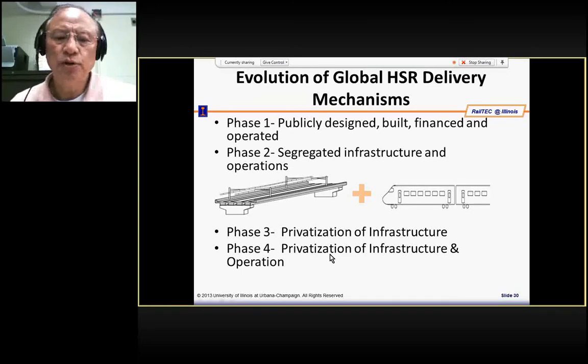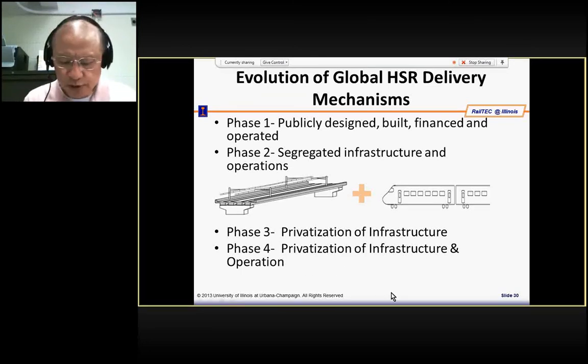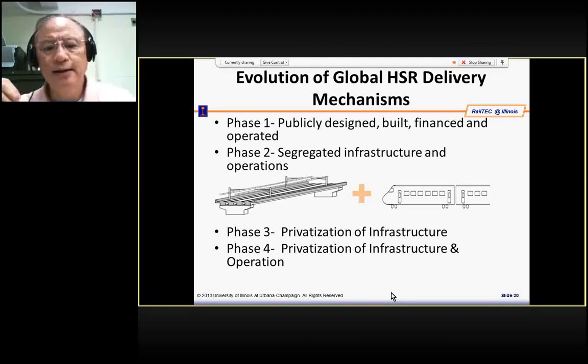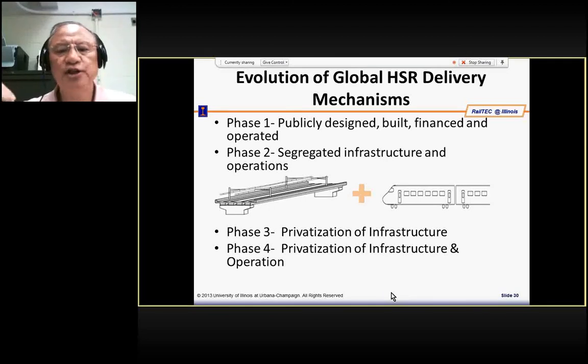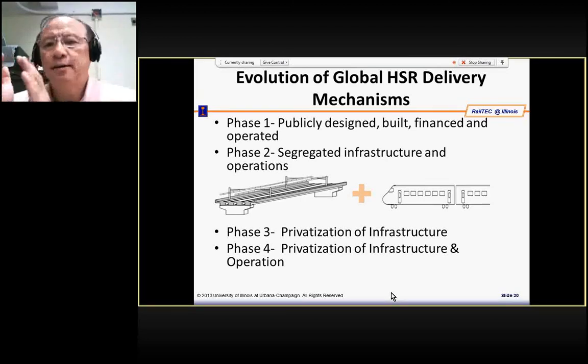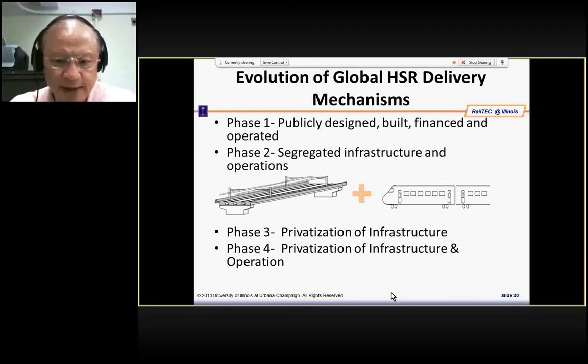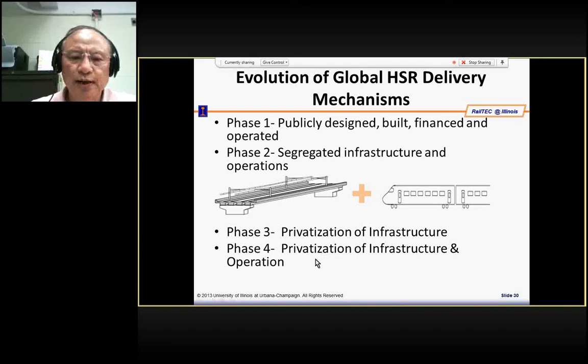Okay, and then the most aggressive PPP, or public-private partnership, being the Taiwan model, which is a private concessionaire comes in, builds, operates, and finances the whole system. Okay, so making the design, build, operation, maintenance, and financing all within one concessionaire's responsibility, and that's the most aggressive one among all the four.